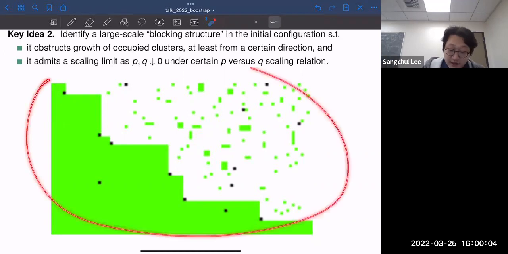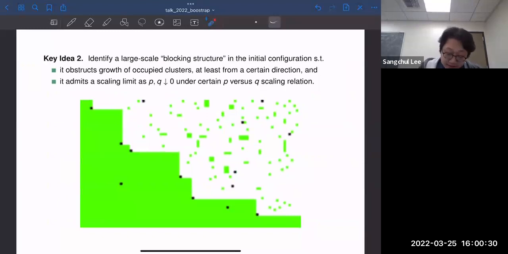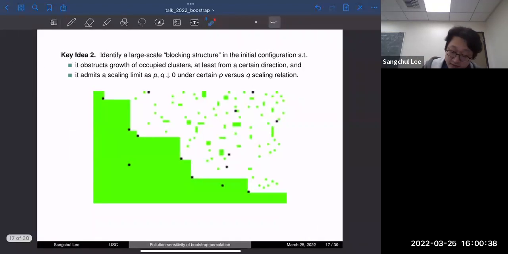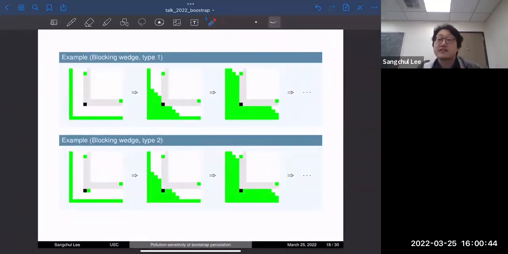And as in this simulation, we see that those blocking structures usually look like some zigzag or a chain of certain wedges, where each corner is decorated by a polluted site. Okay, so I want to study this structure, and by describing the property of the scaling limit of this structure, I want to study the growth of the occupied clusters. So let's get into describing that blocking structure in more detail.